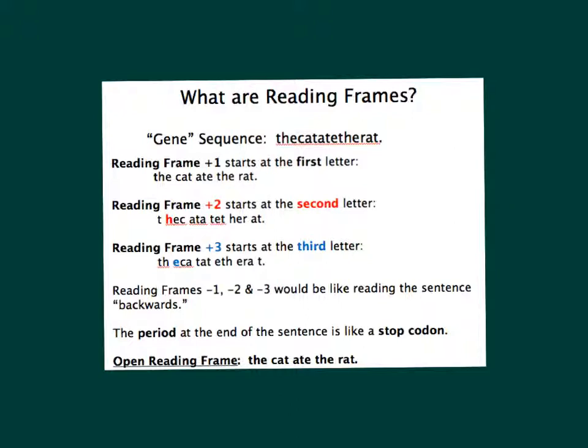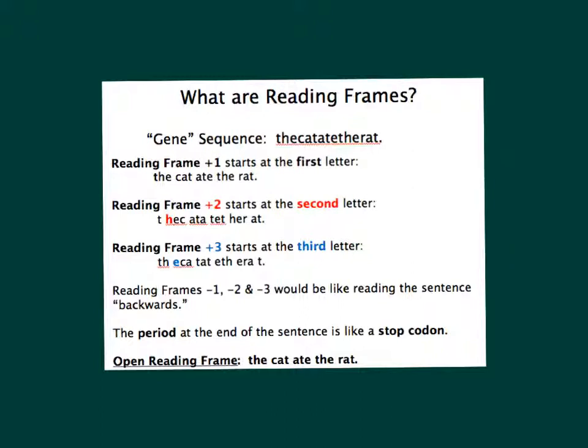If we know that we read 3 letters at a time, the first reading frame is going to start at the first letter. We could read this as the cat ate the rat. Now, of course, our brain wants to read it that way because we know these are English words. So automatically this makes sense to us.